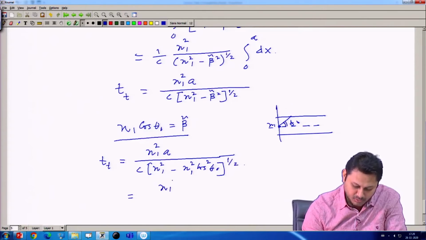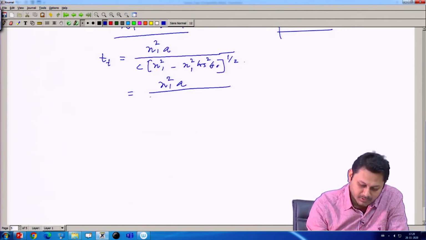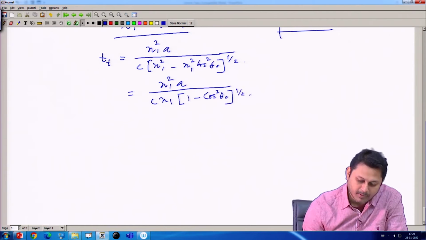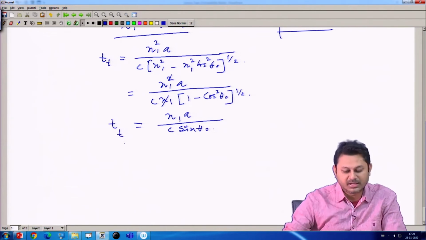I can have n1 squared a divided by c n1 minus cos squared theta 0, whole to the power half. The n1 will cancel out. So eventually I have n1 a divided by c sin theta 0, which is my original result, which we already derived without using any kind of integral form.